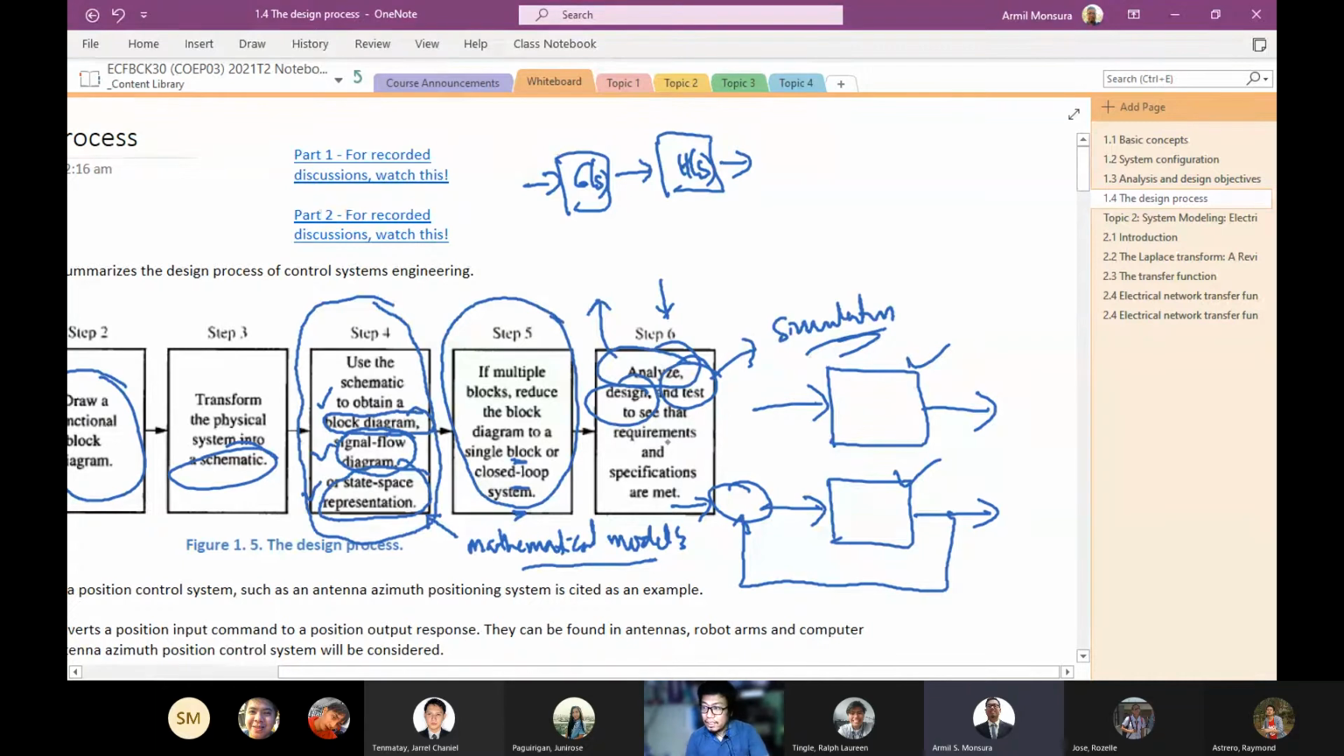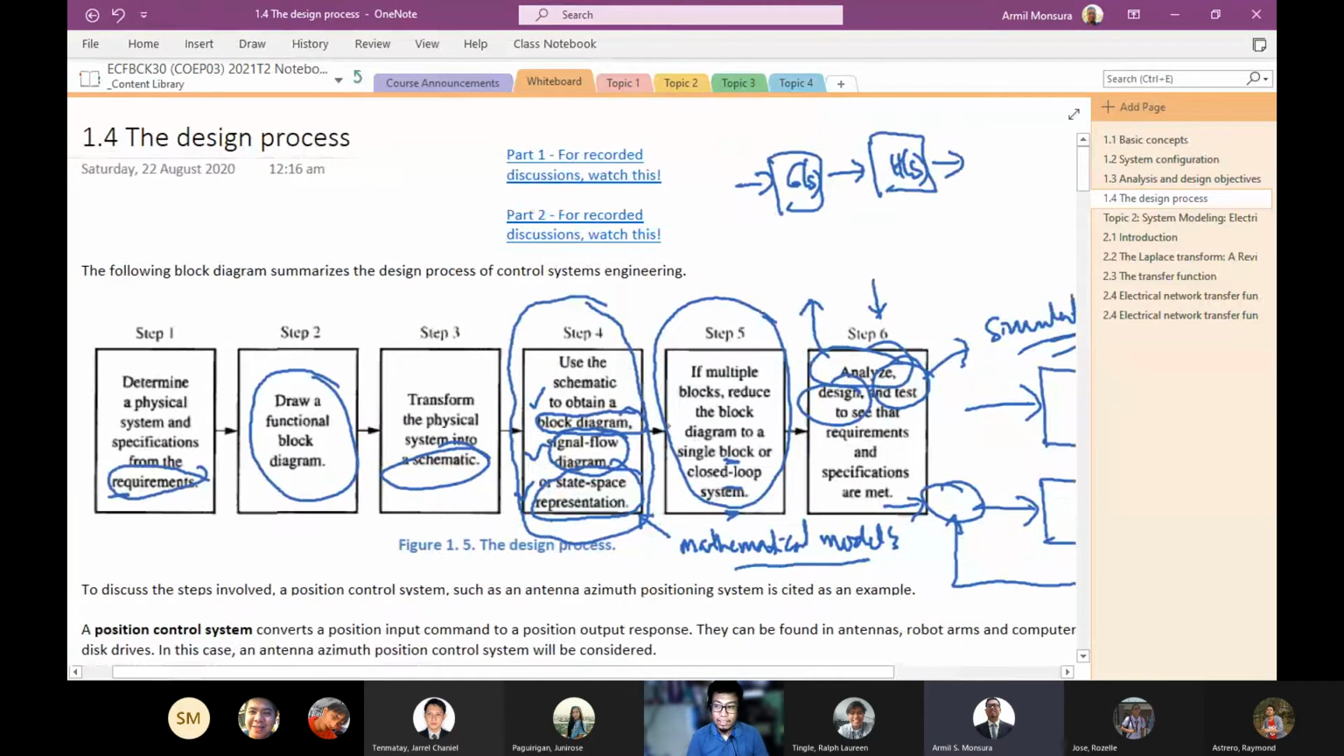But remember this. This process is not at all linear. Okay, when you say the process is linear, it means that you perform step 1, step 2, step 3, step 4, step 5, step 6. Linear siya. Okay? But this process is not at all linear. Okay?